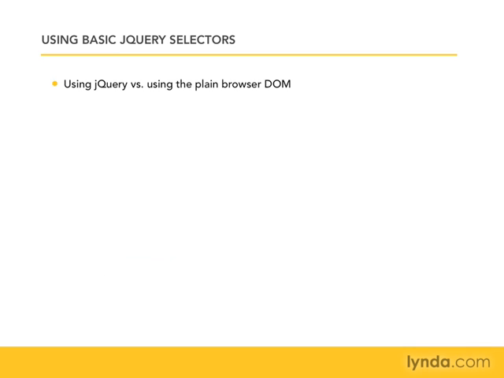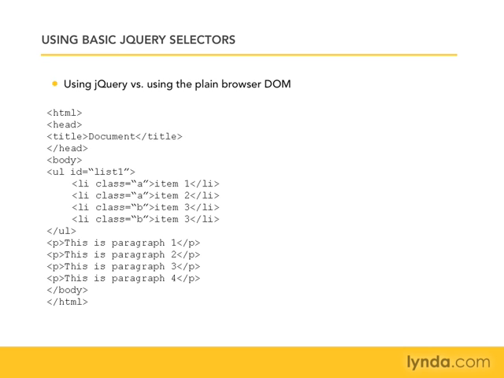So let's take a look at how you would use jQuery versus using the plain browser DOM to get at information in a document. So here I have a fairly simple HTML file, and it's been stripped down a bit for purposes of illustration. But you can see it has an unordered list in it and some list items and paragraph tags and so on. So let's take a look at some comparisons of the DOM and jQuery.